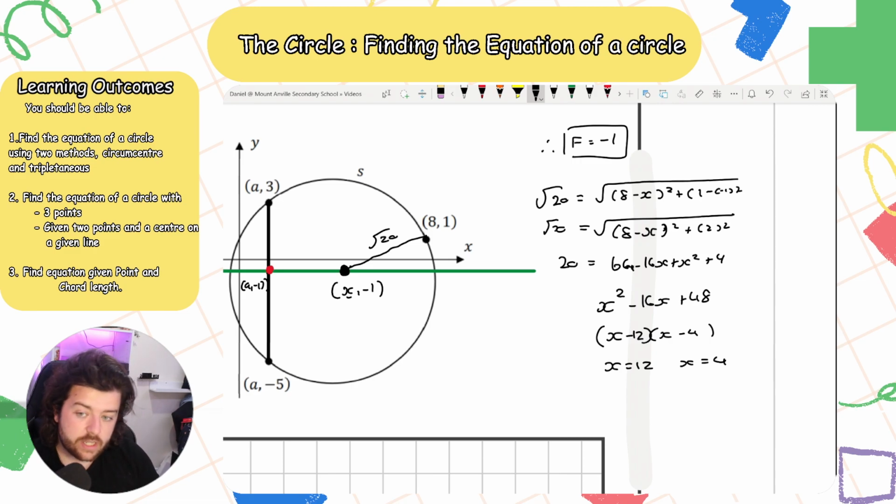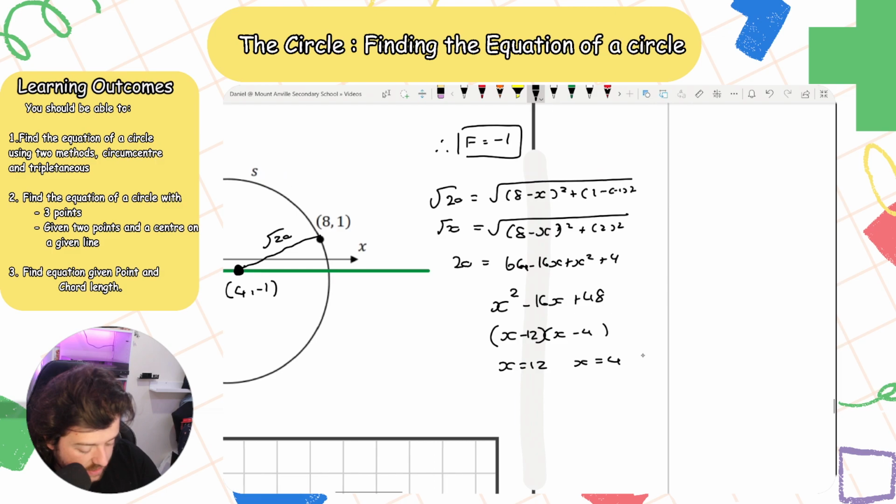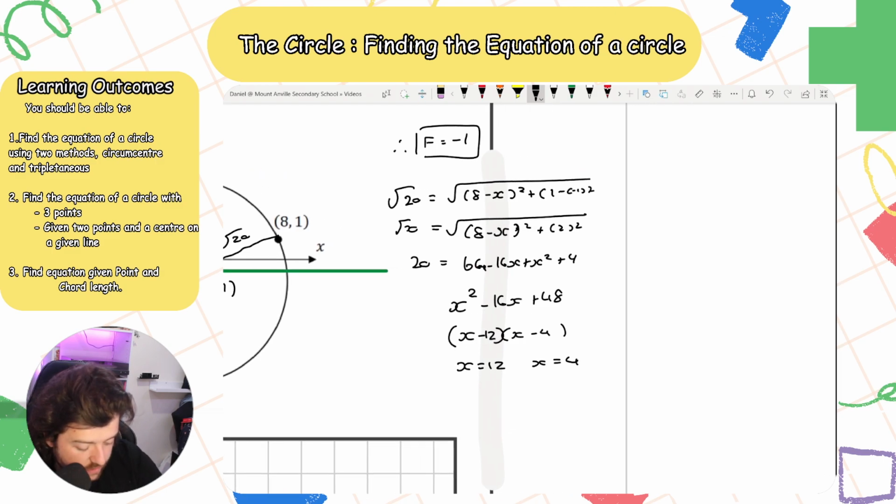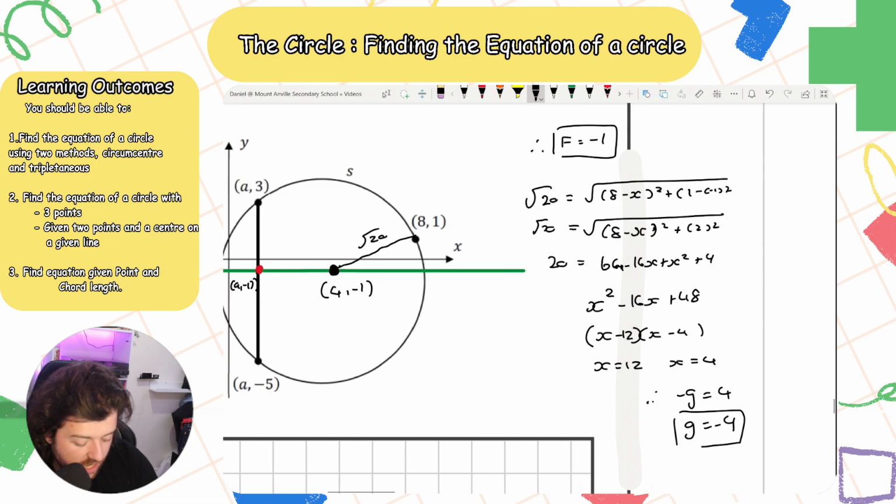So I have two values for my x coordinate, but as we can see here, it has to be 4, right? Because you've given me the diagram here. It has to be 4. It cannot be anything else. So therefore, if the x coordinate of my center is 4, then minus g is equal to 4. g is equal to minus 4. So I have g and I have f.